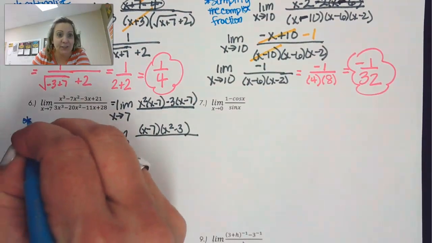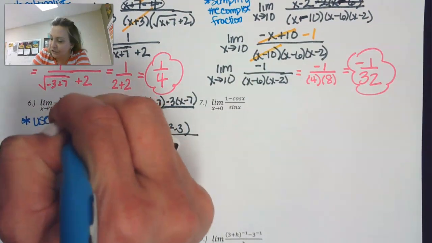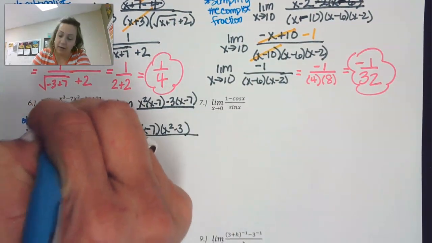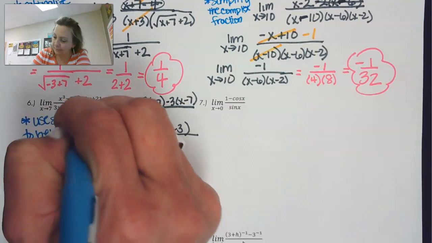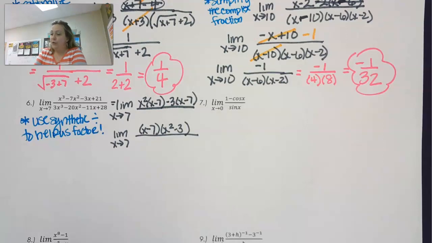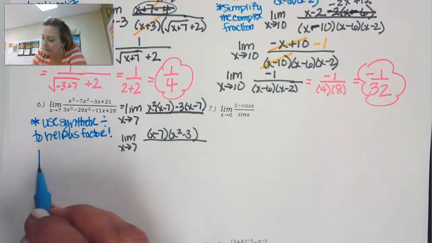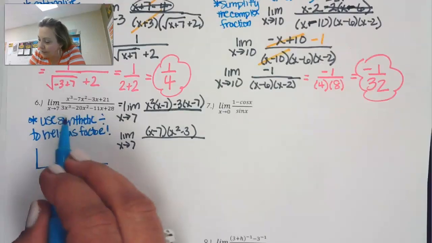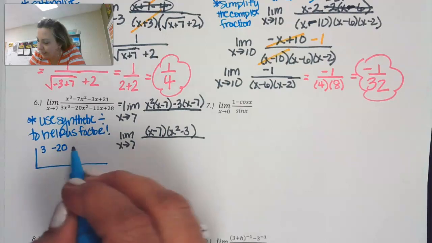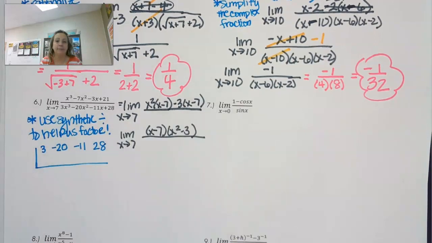Well, I have a trick for you, my friends. What we're going to do is use synthetic division to help us factor, okay? So there are probably several factors that this has. So I'm going to put the coefficients, 3, negative 20, negative 11, and 28 here.